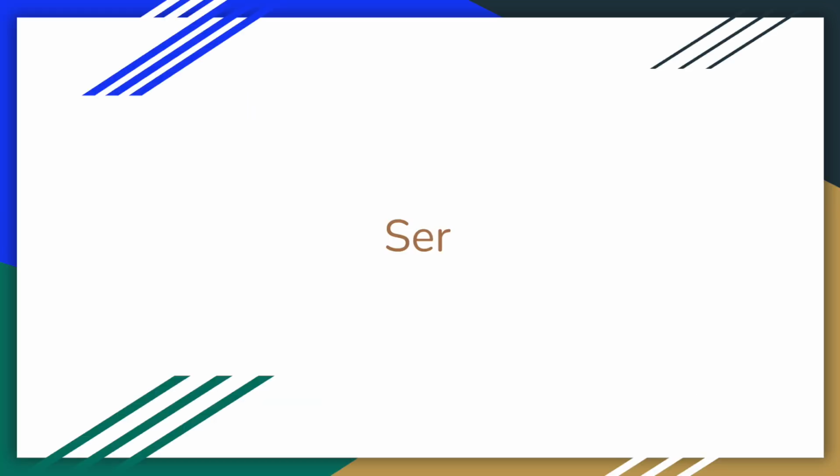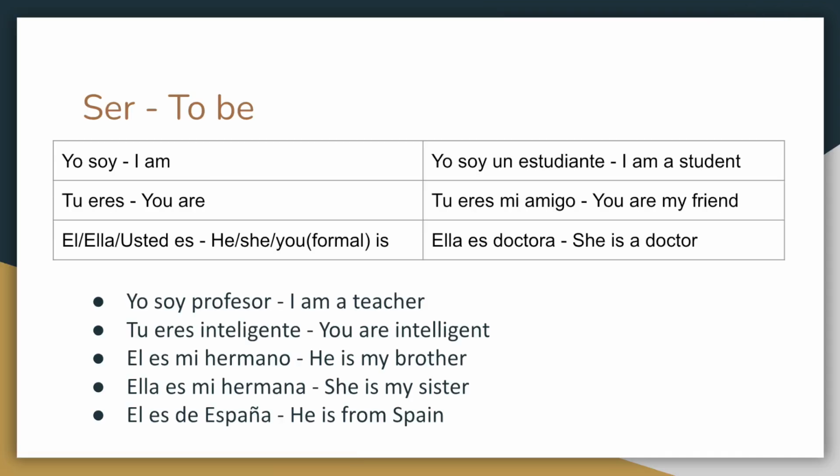Now we're going to move on to the verb ser. Ser means to be, and this is an ER verb. Like AR verbs, they have 6 conjugations, but we're only going to do 3. Again, yo is I, and the pattern is soy. So yo soy means I am. Then with tú, it's eres. So tú eres means you are. And with él, ella, usted, it's es. So it's he, she, or you formal is.